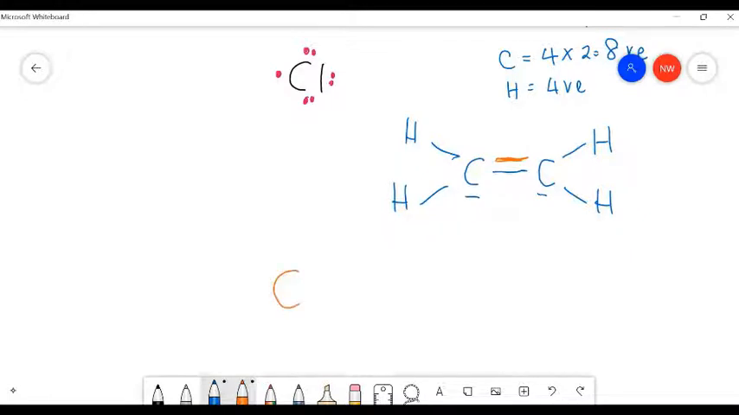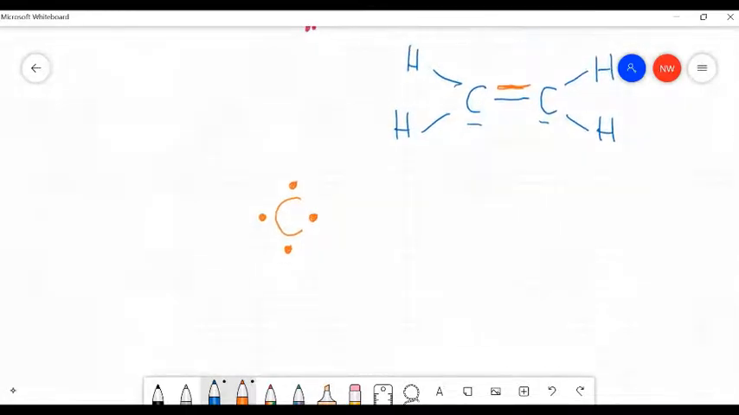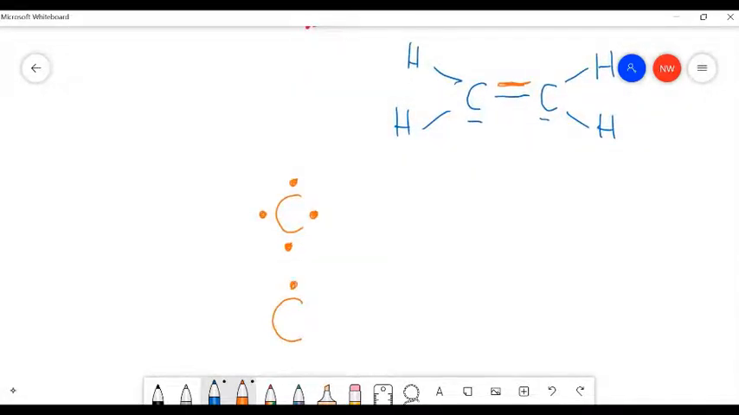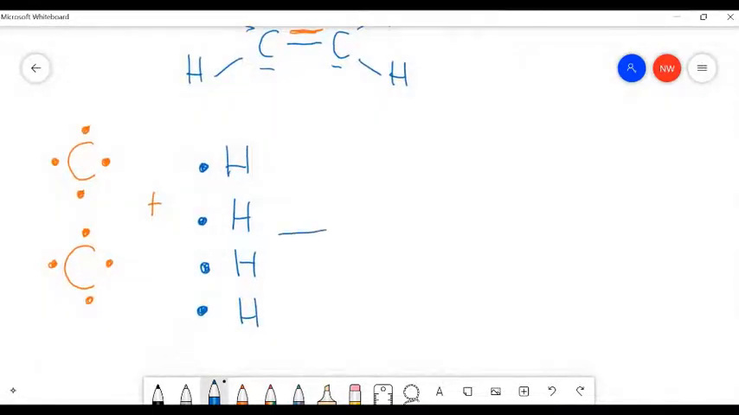So there are 2 carbons. So carbon 1, 2, 3, 4. And then another carbon atom, 1, 2, 3, 4. Plus 4 hydrogens, 1, 2, 3, 4. So, let's see how it can be formed, the Lewis dot symbol for its covalent bond.